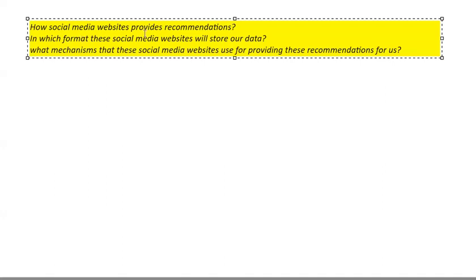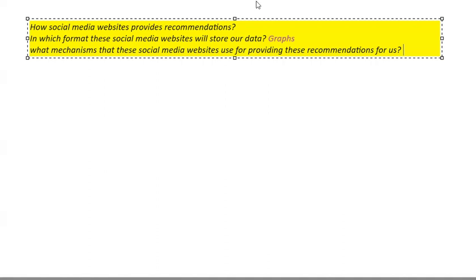So in which format do social media websites store our data? In the form of graphs. So they store our data in the form of graphs. A graph is an efficient way to store many more relations compared to a table or key-value store. That's why they store this data in the form of graphs.